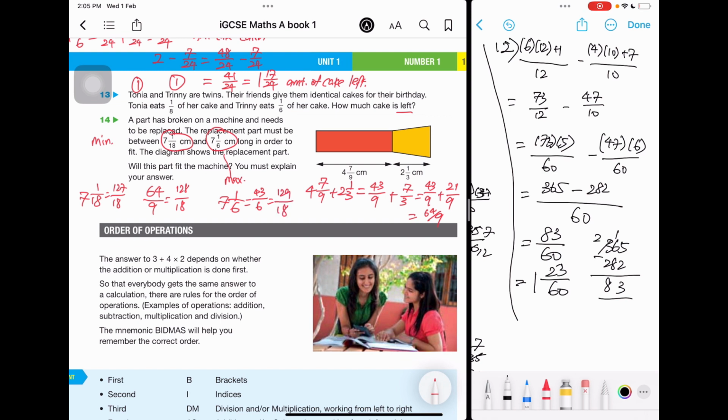So we can see very clearly 127, 128, 129 over 18. 64 over 9, which was the length of the replacement part, is smack in the center of 127 and 129. Therefore, this part will fit the machine.